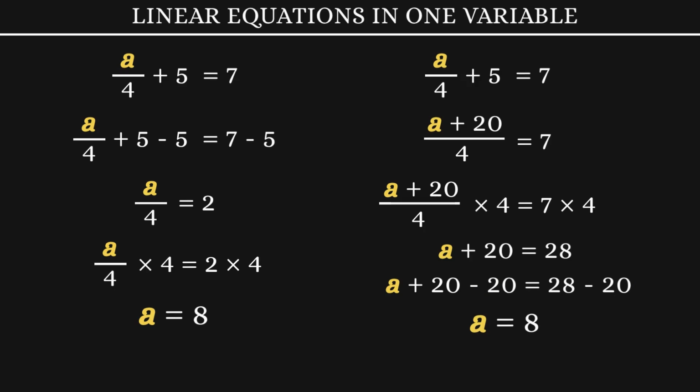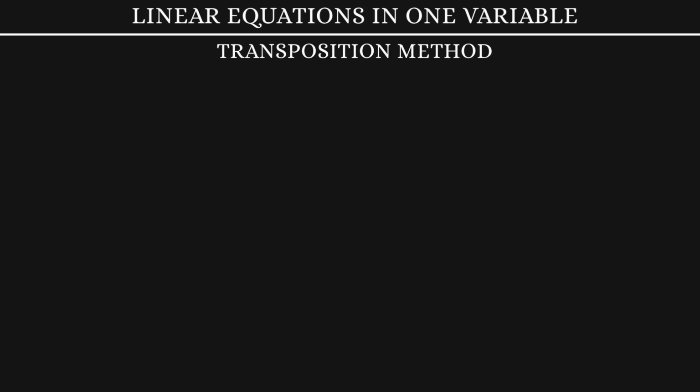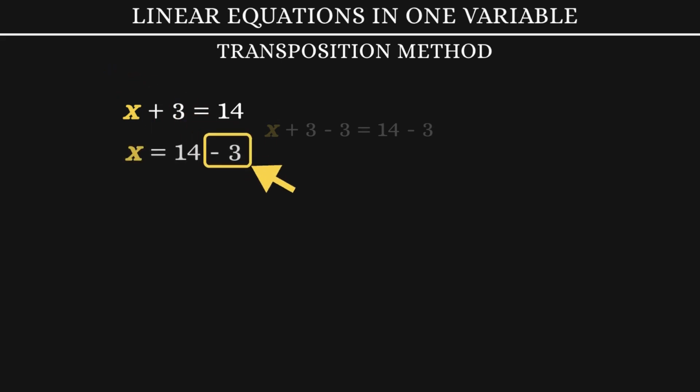If you've understood till here clearly, we'll move on to the transposition method. First example, x plus 3 is equal to 14. What we did earlier was subtract 3 from both the sides. But now you have to remove this positive 3 from here and make it negative 3 on the other side. x is equal to 14 minus 3, which is 11.